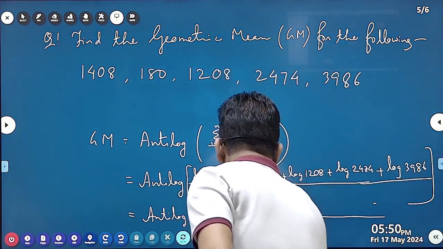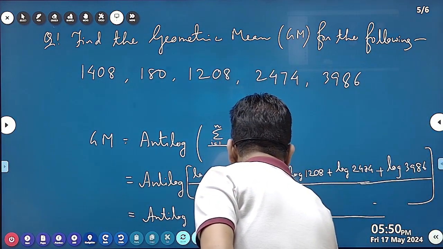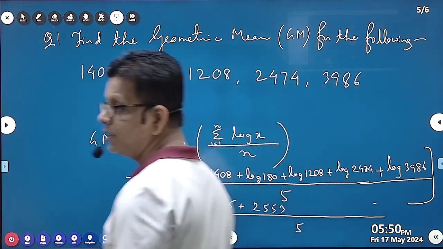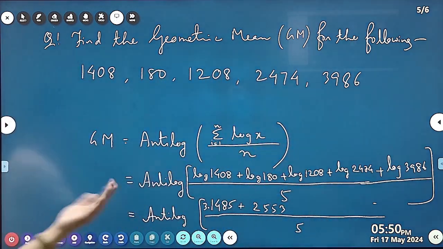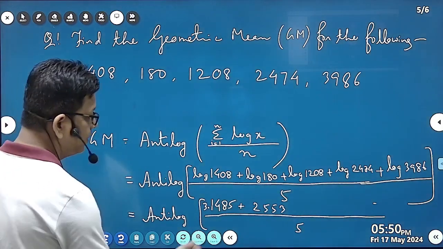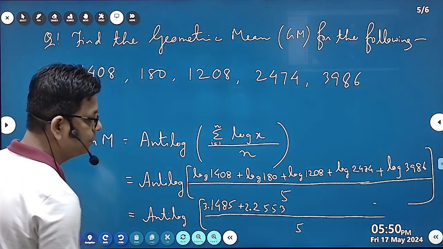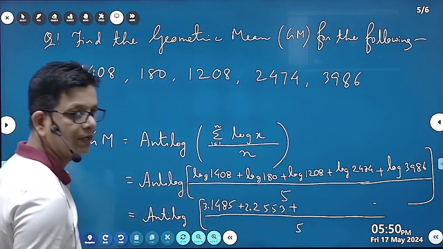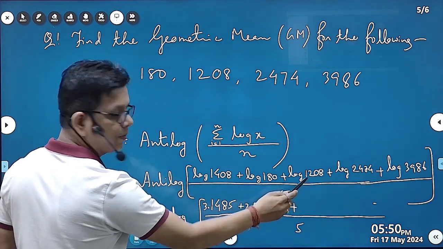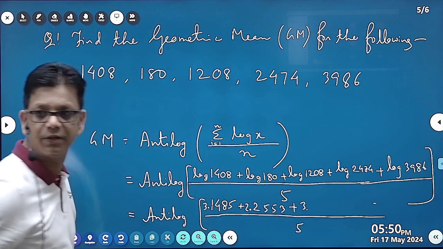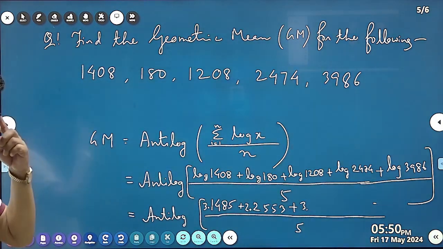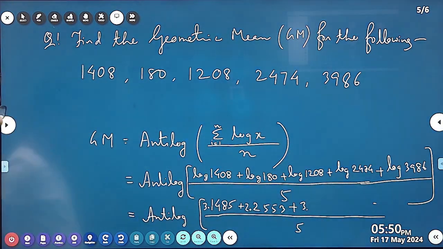Find it: 2553. Plus, of course, the characteristic part, before the decimal. There are 3 digits, so it will be 2 point. How many digits are there? 3, so the characteristic is 1 less than the number of digits before the decimal, so 2 point, and the rest you find it.